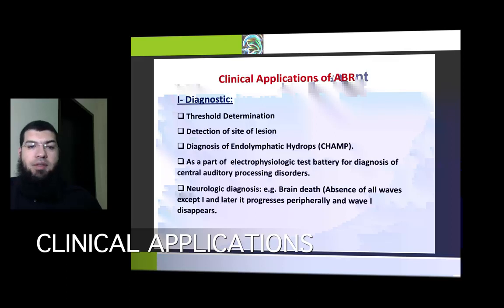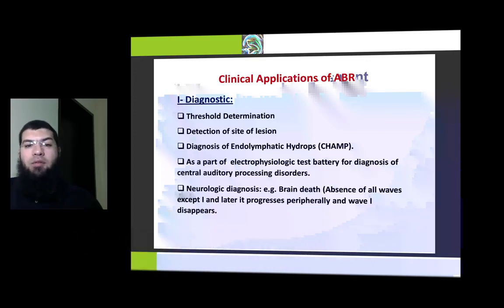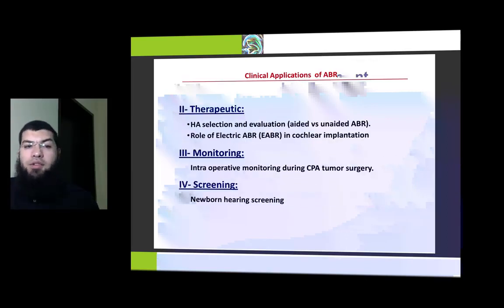ABR is used for threshold detection and for site of lesion localization. It is a part of the electrophysiological test battery for diagnosis of central auditory processing disorder. It is used in otoneurological diagnosis like CP angle tumor. It is used in hearing aid selection, fitting, and evaluation using aided versus unaided ABR. It plays a role in cochlear implantation and electric ABR. It is also used in intraoperative monitoring of CP angle tumor surgery, and in newborn hearing screening, which will be discussed in another tutorial, inshallah.